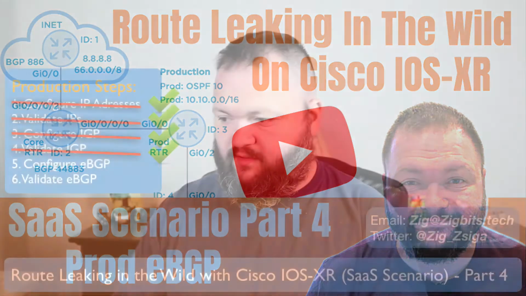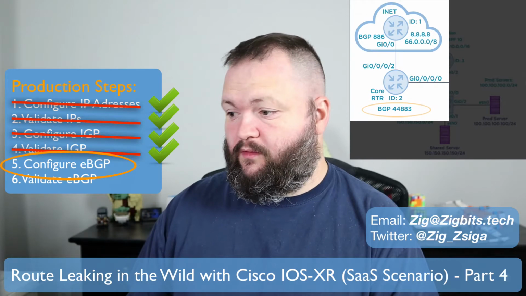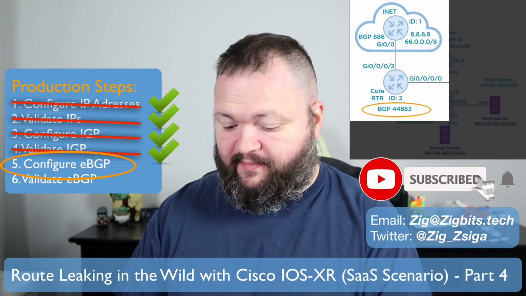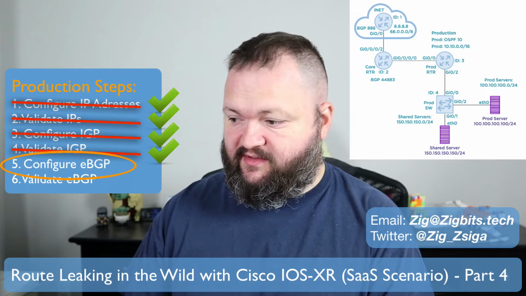All right, so here we're going to do our router BGP configuration. Our ASN is 44883. Our BGP router ID is going to be our loopback address, which is going to be 10.10.2.2.